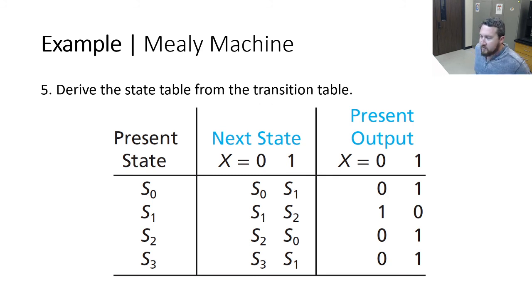So if x is equal to 0, the next state is equal to the present state. And if x is equal to 1, then it progresses from 0 to 1, 1 to 2, then 2 back to 0. Notice that it never progresses to state 3. And then we have some output dependent on our input.